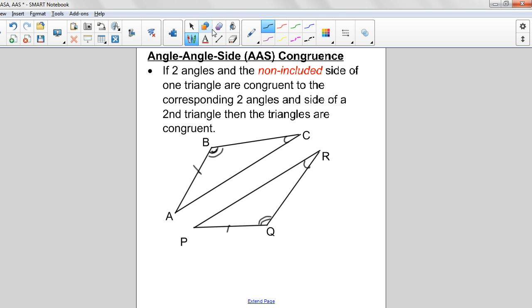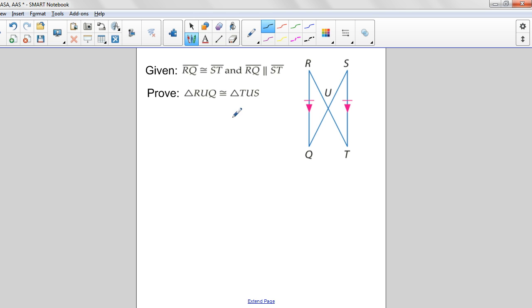Okay. Likewise, I could have done two angles and a non-included side, something not BC. I could have done this one. Okay, so we'll use that idea for this proof.